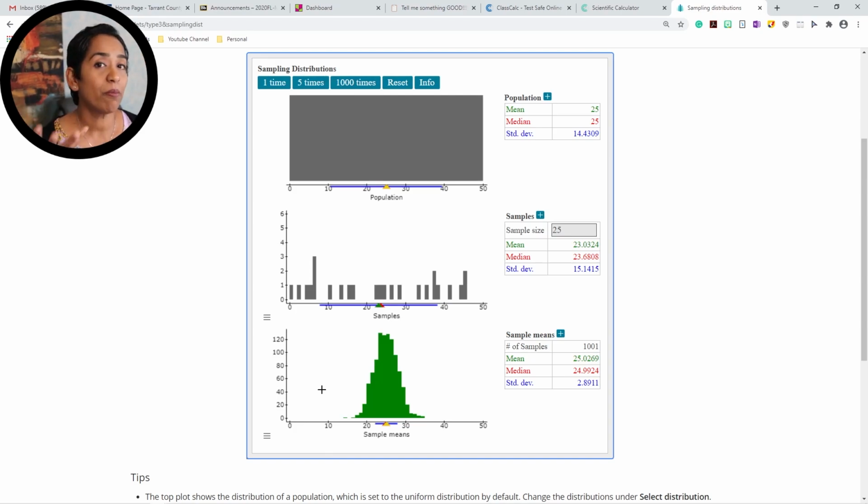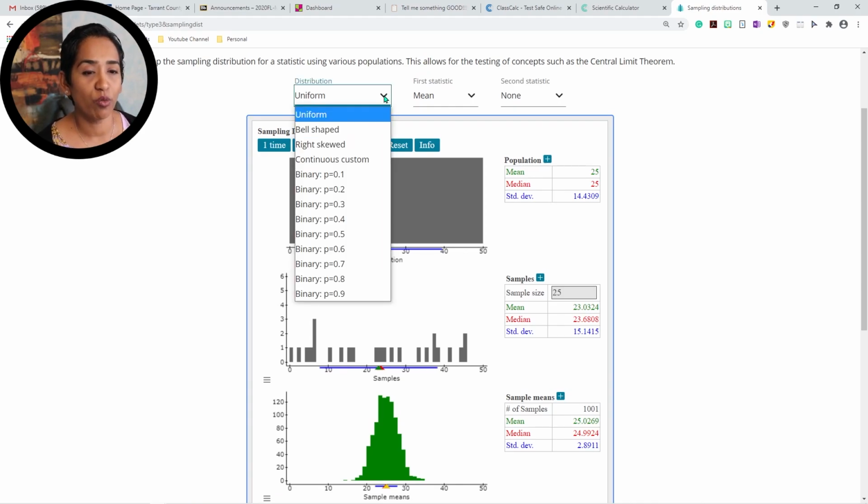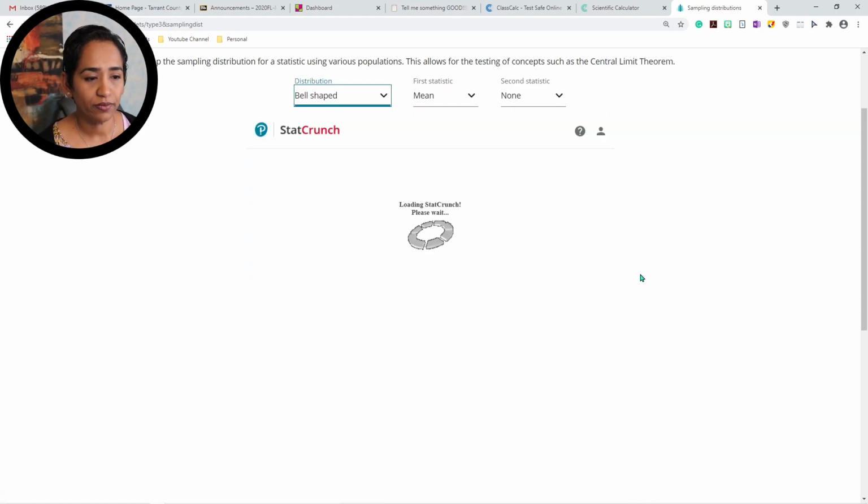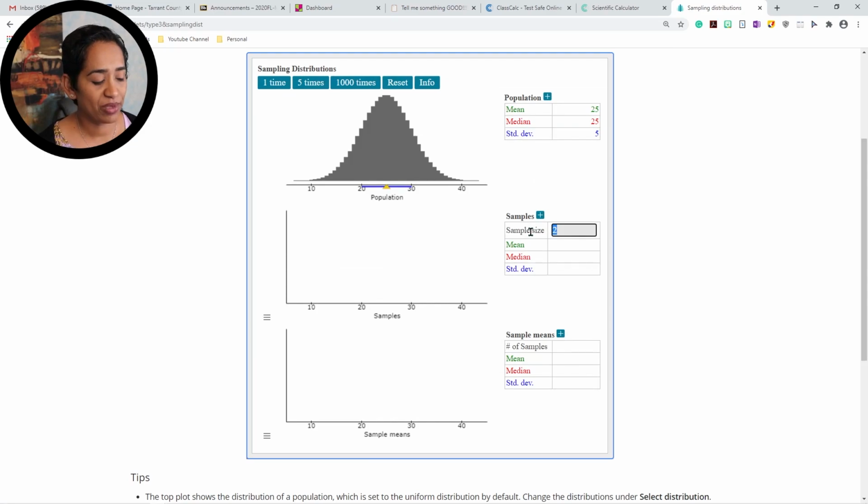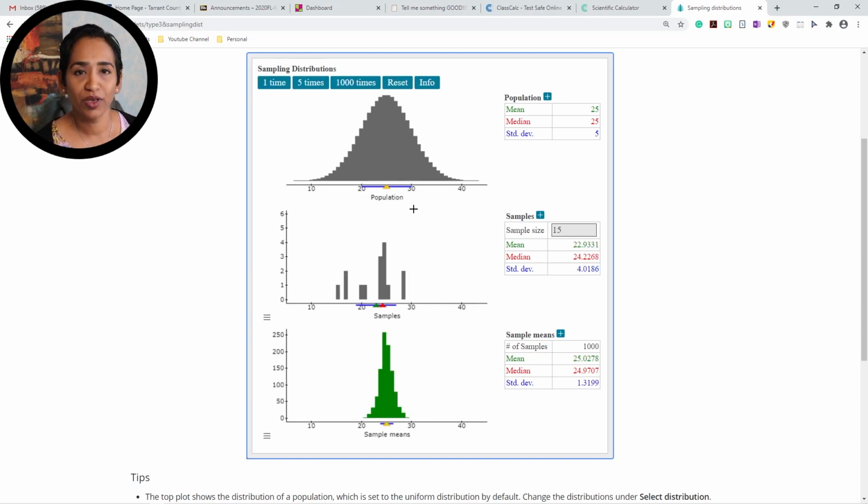It does not matter what graph or what distribution you start with. When you take the samples multiple times and take the means of those samples, those means depict or mimic a bell-shaped curve. Okay, let me do it for a normal distribution, taking a sample size of 15, 1,000 times. Look all the way at the bottom at the green graph. Boom, a normal distribution. That's the magic of statistics.